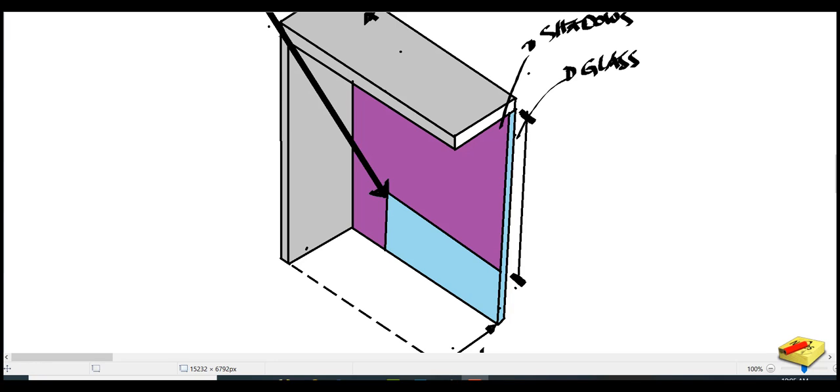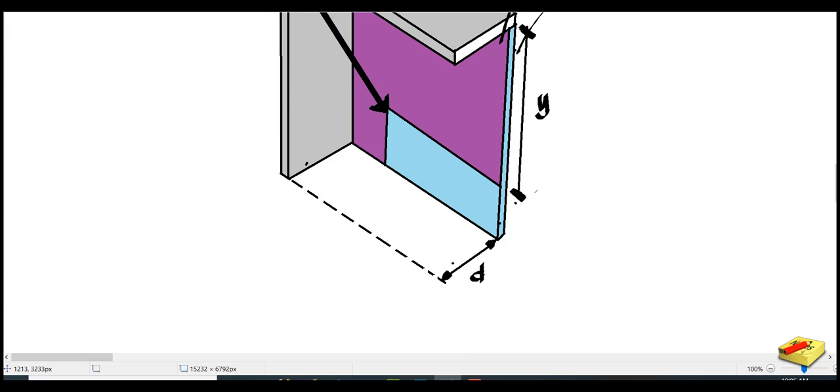And we have the projected height of the window with shadows that is represented by Y. And we also have the distance of this external shading represented by D. That is the extruded layer of external shading that we have.